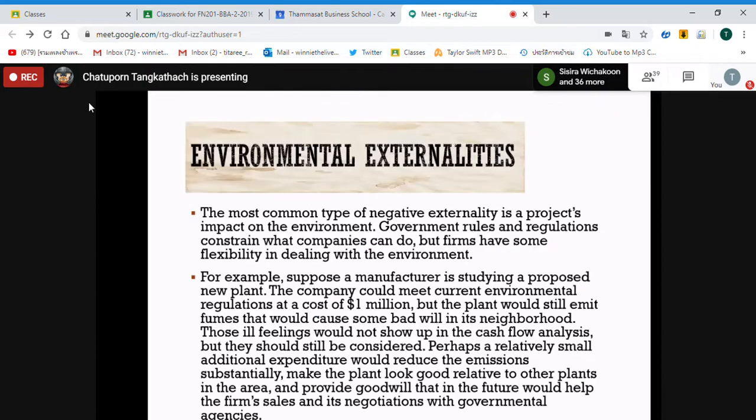Okay, next one. Environmental externality is a negative externality, because when the firm invests in a new project and the project harms the environment, like polluting the water, the firm will be required to treat the water first. So this will increase the cost to the firm. It's usually a negative effect to the firm.